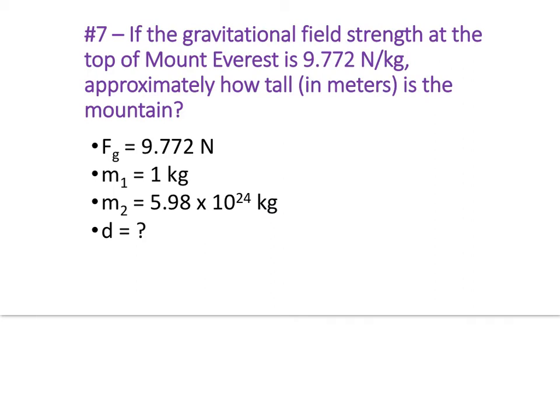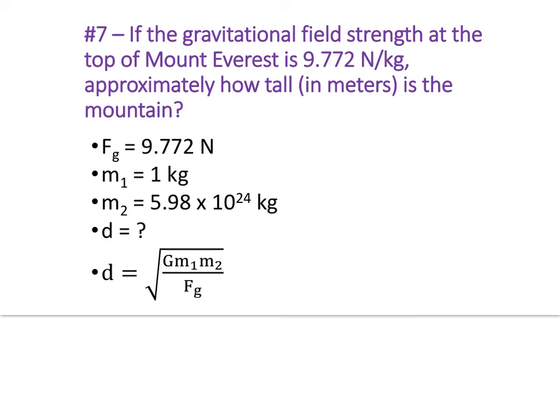So that brings us to our GUESS method. What are our givens? Force, 9.772 newtons. Mass 1, 1 kilogram, which we got from here. Mass 2 is the mass of the Earth, because Mount Everest is a mountain on Earth. And we're looking for a D. We want to know how tall. That's a distance.